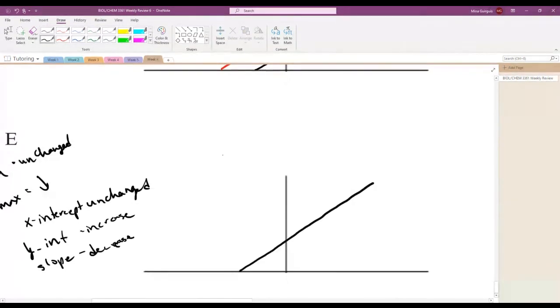So again, there's our just enzyme. So I know that my x-intercept will stay the same. So I'm going to go ahead and draw the line there. My slope will.